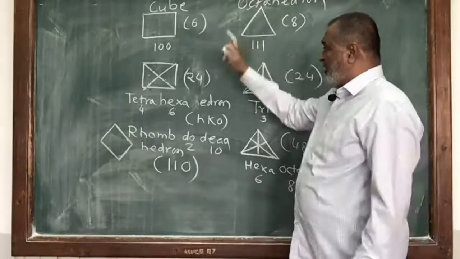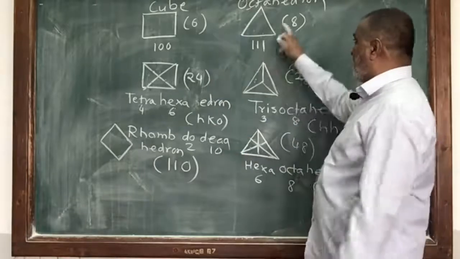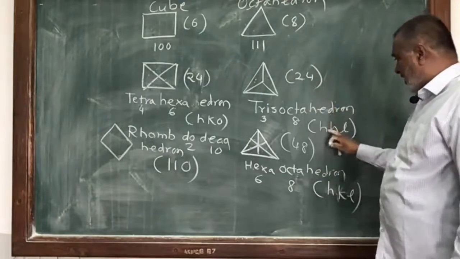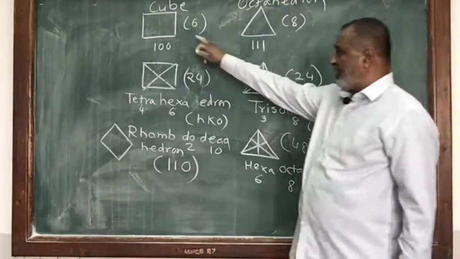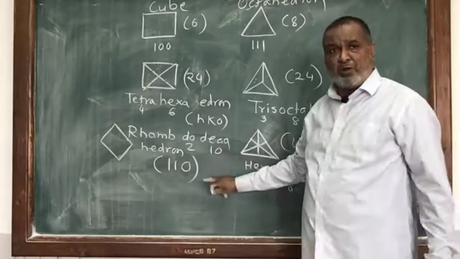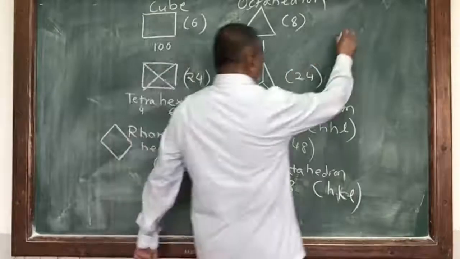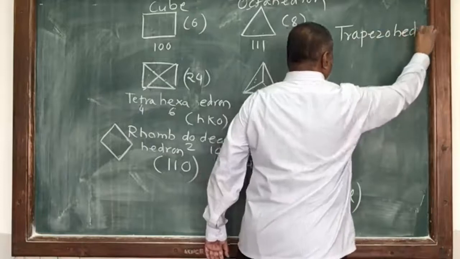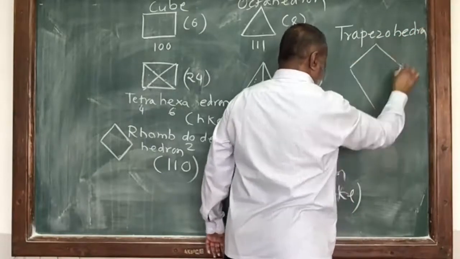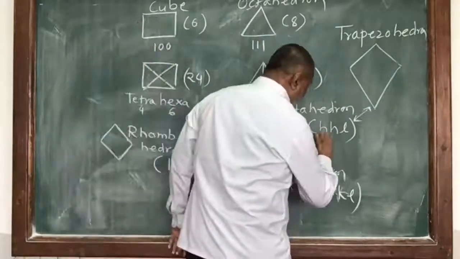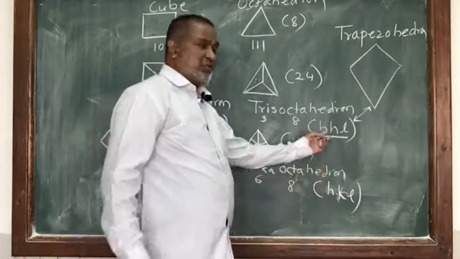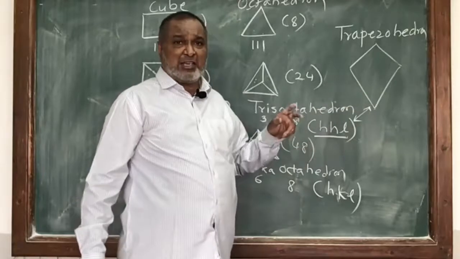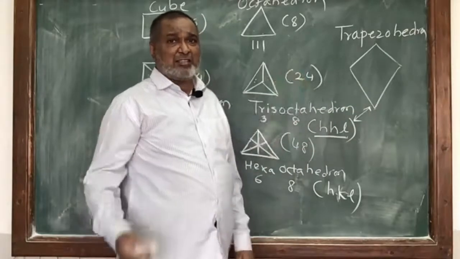See now, cube, tetrahexahedron, then rhombdodecahedron. Here we have octahedron, trisoctahedron, hexaoctahedron, 1, 1, 1. Then the next one, HHL, HKL. Here we have 1, 0, 0, HK0, 1, 1, 0. Then is trapezohedron. Hedron means faces. It looks like a kite-like shape. We have HHL, 2 axes cutting at a shorter length, third axis at a longer length. But in this case, 2 axes cutting at a longer length and 1 axis at a shorter length.